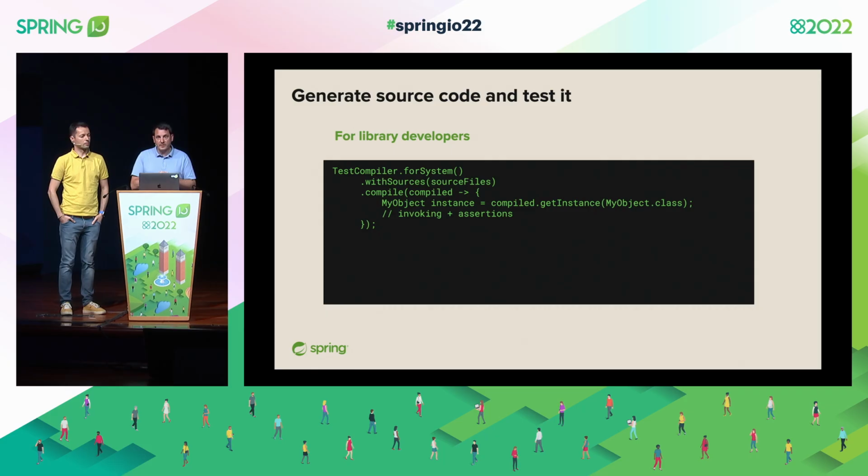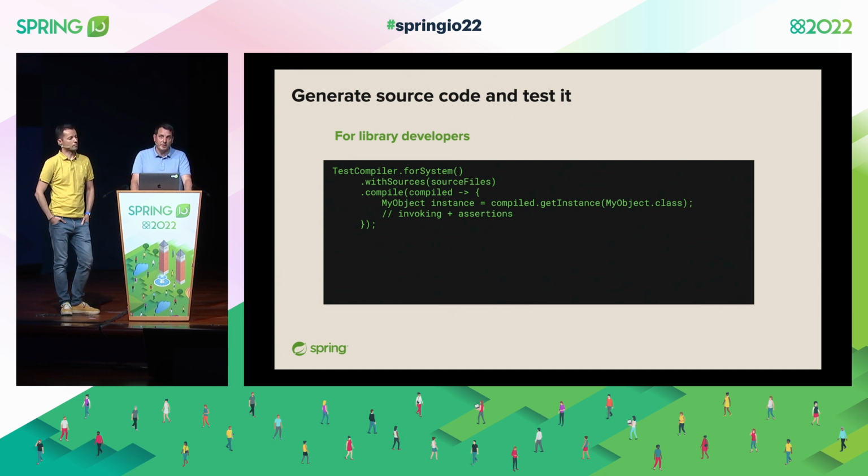Generating code can be hard, right? You want to make sure that what you've generated is actually doing the right thing at runtime. So we've built a test compiler API, where essentially you can give it a bunch of source files. The test compiler will compile them and give you a callback in a class loader where that compiled code is available.